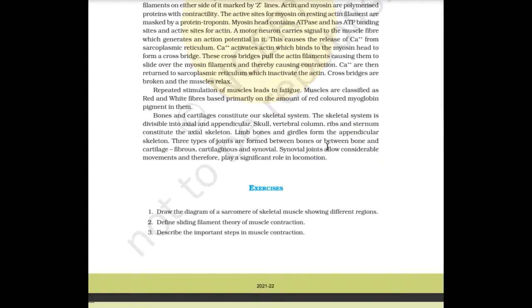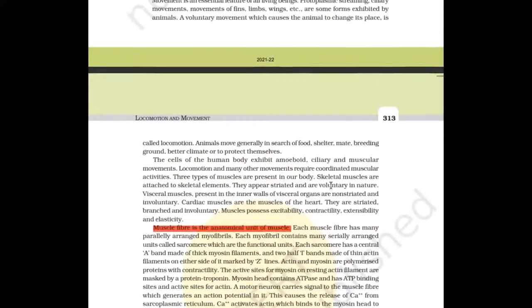Three types of joints are formed between the bones or between bones and cartilage: fibrous, cartilaginous, and synovial. Synovial joints allow considerable movement and thereby play a significant role in locomotion. In this way, we completed the reading of the chapter.